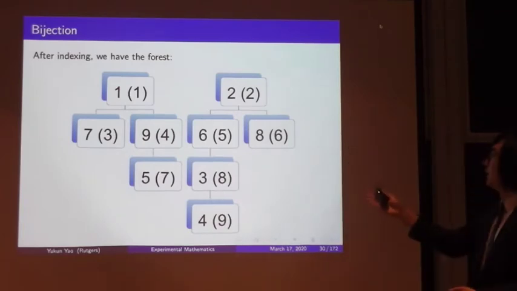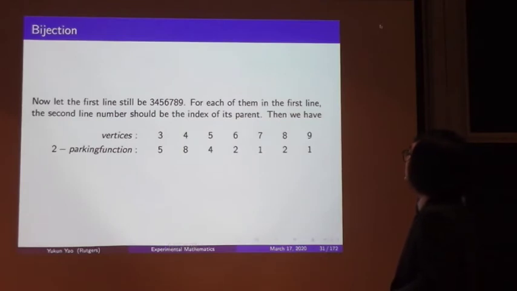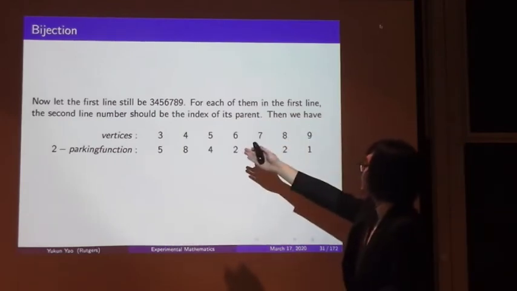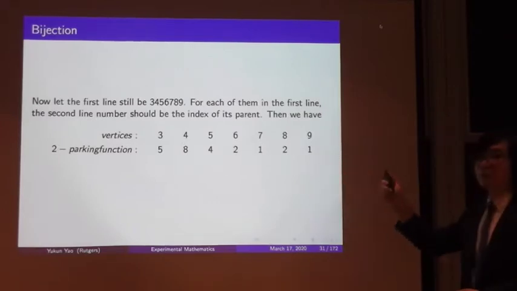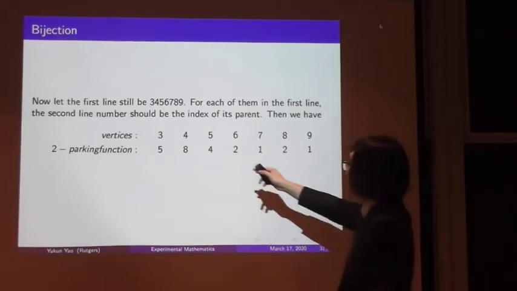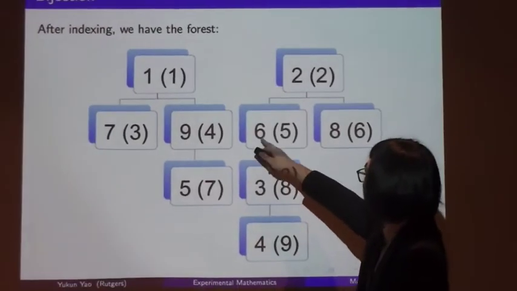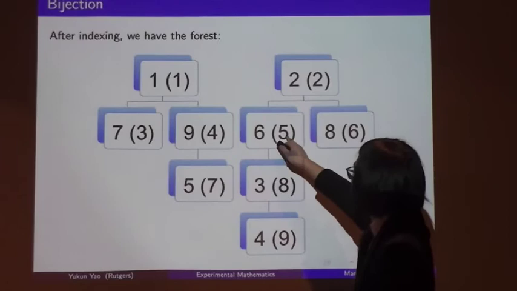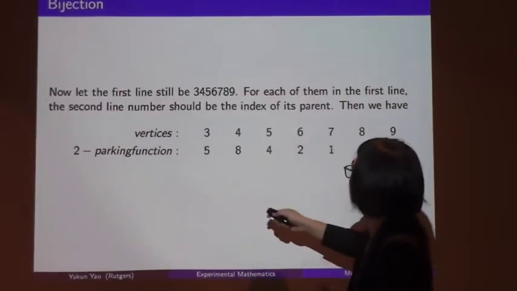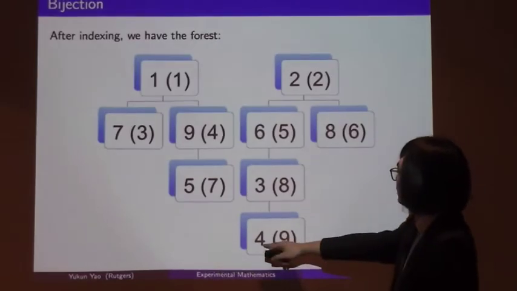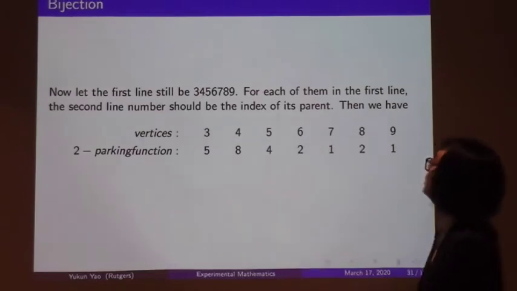Then we want to interpret this forest. Our interpretation is that the first line is still the vertices 3 to 9, and the second line should be the index of its parent. So for example, for 3 here, you can see the parent of 3 is 6. The index of 6 is 5, so it should be 5. Similarly for 4, the parent of 4 is 3, but the index is 8. So here, this is 8.